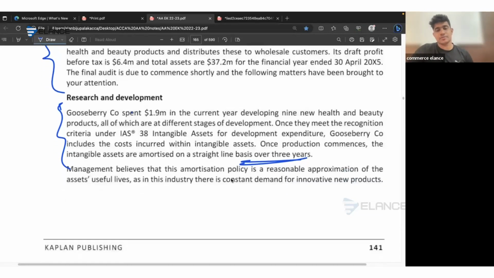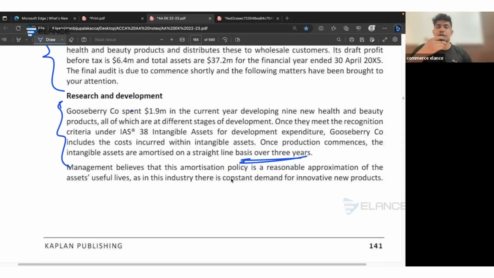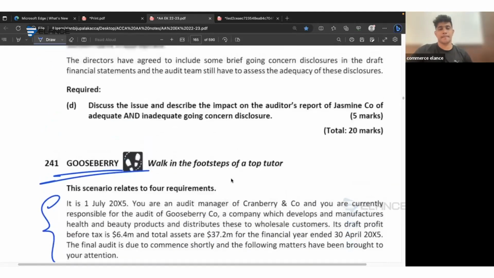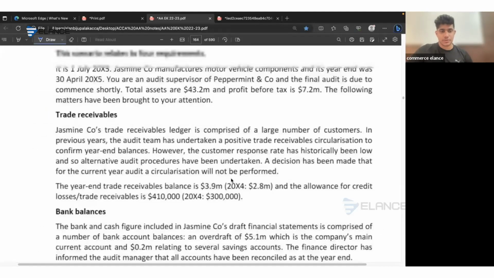Is that clear, everyone? Yes, sir. Okay. And definitely in addition to that, you can write the points in relation to the disclosure as well. Review the disclosures in relation to research and development in order to confirm whether disclosures are in accordance with IAS 38 intangible assets. Clear? Yeah. Then let's move on to the other question.